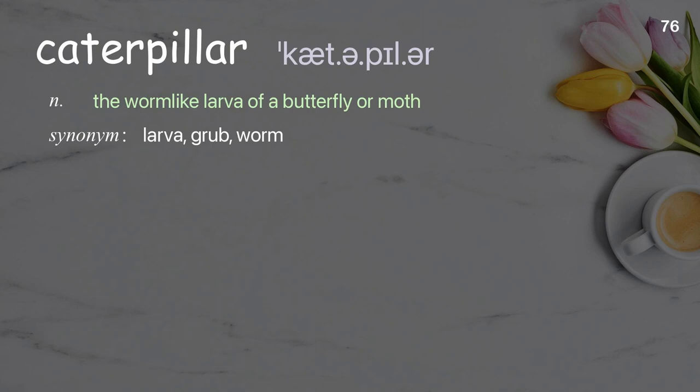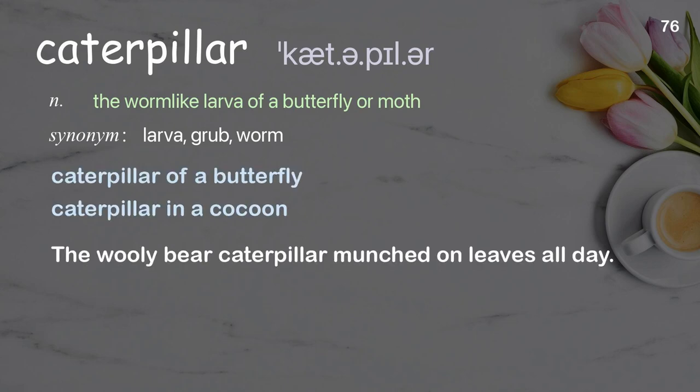Caterpillar. The worm-like larva of a butterfly or moth. Examples: caterpillar of a butterfly, caterpillar in a cocoon. The woolly bear caterpillar munched on leaves all day.